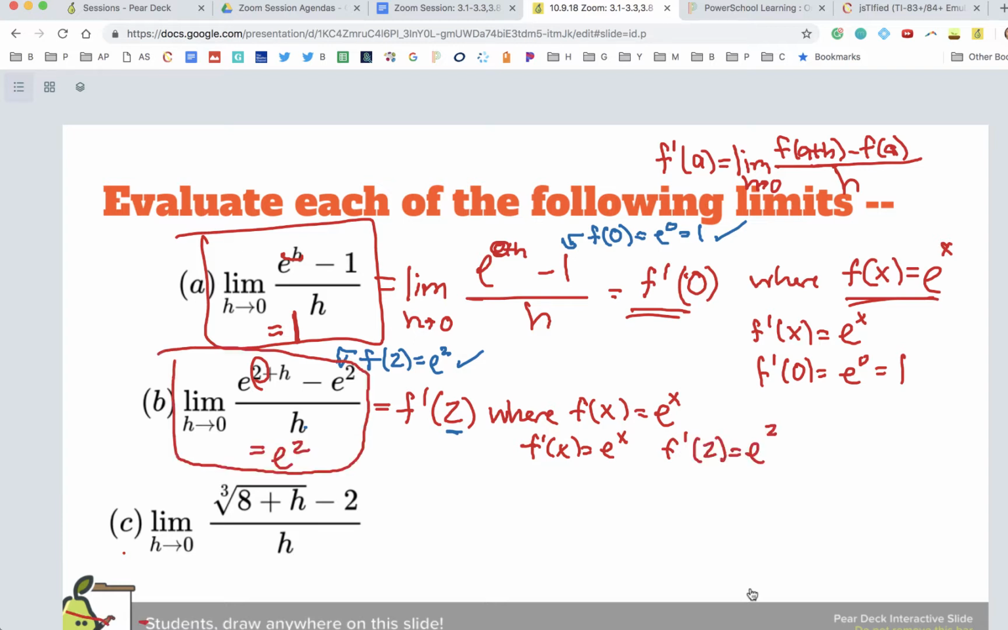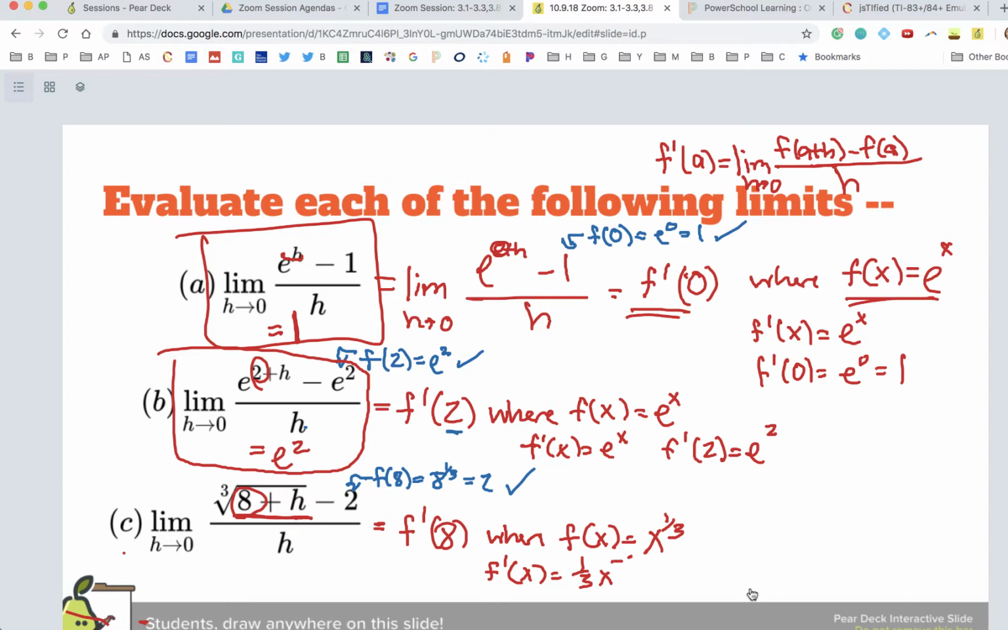Last one. So I'm thinking that this is f prime of 8, right? Where f of x is, what am I doing to the a plus h? I'm cube rooting it, x to the 1/3. But before I proceed, I need to make sure it's actually of the proper form. So f of 8 is 8 to the 1/3 power, which is 2. Yes, it checks out. It's of the proper form. So f prime of x is going to be 1/3 x to the negative 2/3. 1/3 minus 1 is negative 2/3. And then I want to do f prime of 8. And so that's going to be 1 over 3.